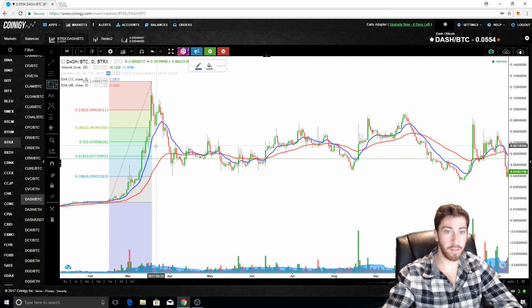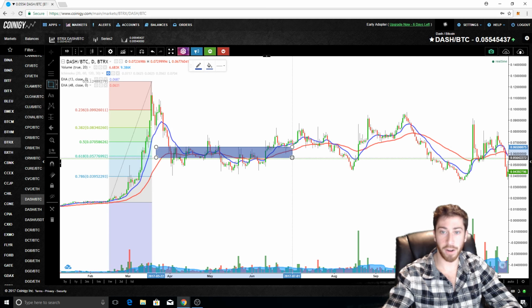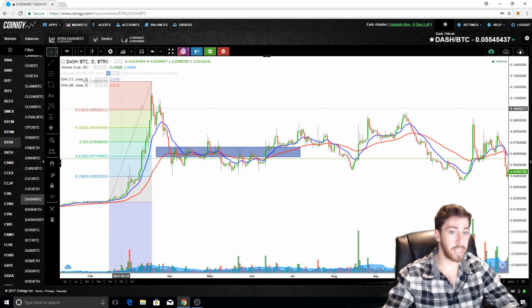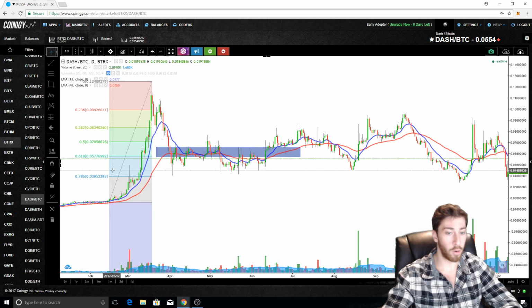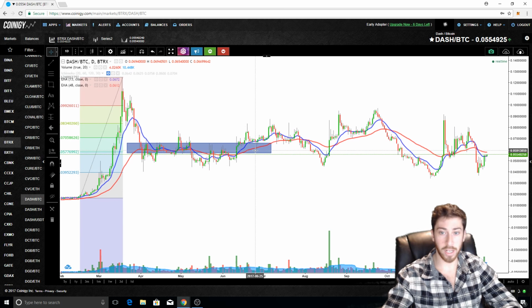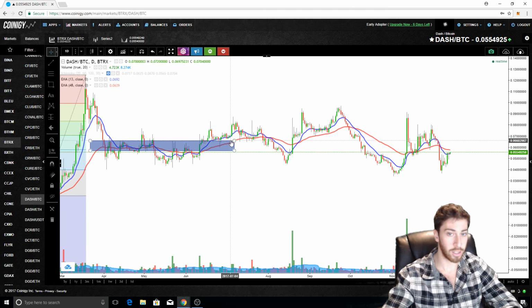So we're looking for an entry in this area immediately after, because this is where theoretically it's supposed to bounce. It's supposed to find support there. And if you notice, it finds a lot of support there. It's trading up and down in this range for, well, March all the way to July. Still trading in this range.